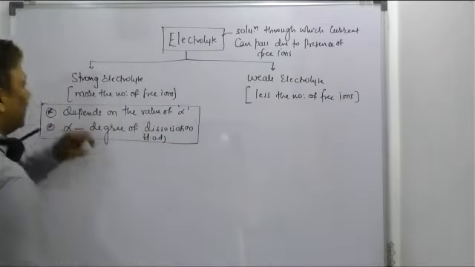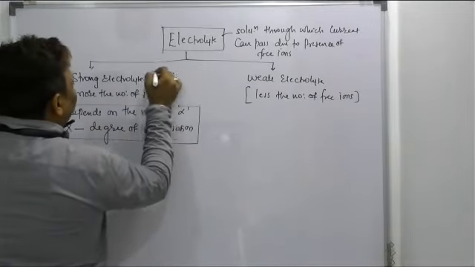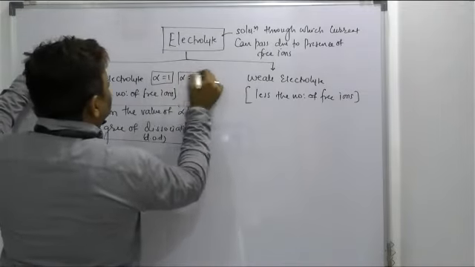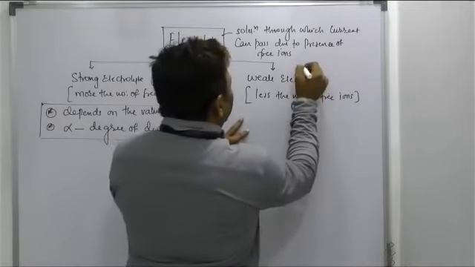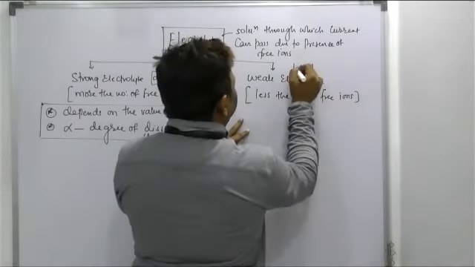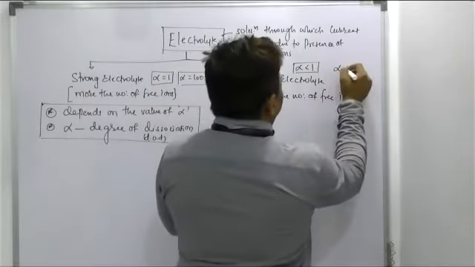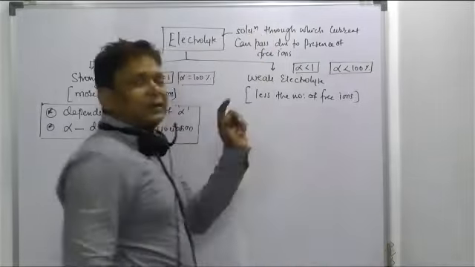It indicates that for all strong electrolytes, alpha value is equal to 1. That means degree of dissociation is 100% for strong. But for a weak electrolyte, alpha value will be less than 1, that means less than 100%. It never ionizes completely. Hence, it is called a weak electrolyte.